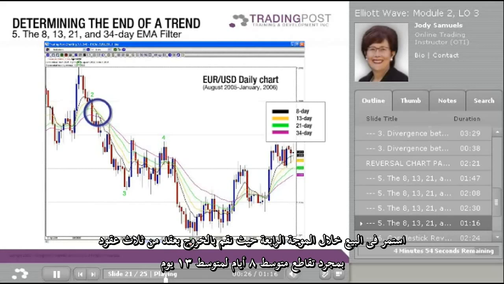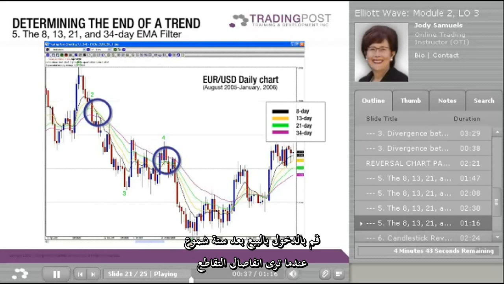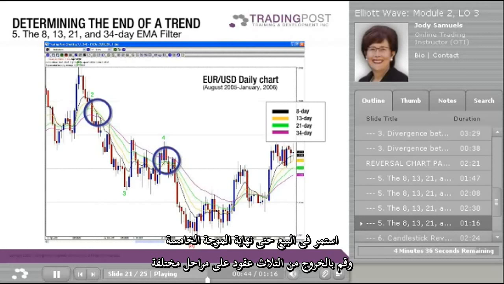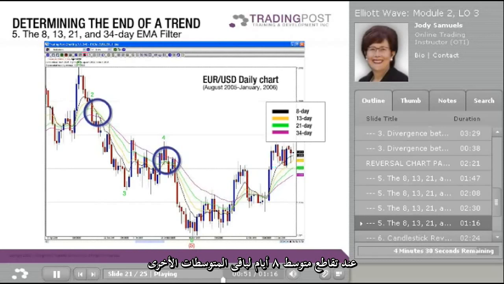We stay short through wave 4, where we exit 1 out of the 3 lots as soon as the 8-day crosses back over the 13-day EMA. We reestablish our short 6 candles later when we see the cross with separation. We stay short until the end of wave 5, and we exit all 3 lots at 3 different levels as the 8-day EMA crosses over the 13, 21, and 34-day EMAs.